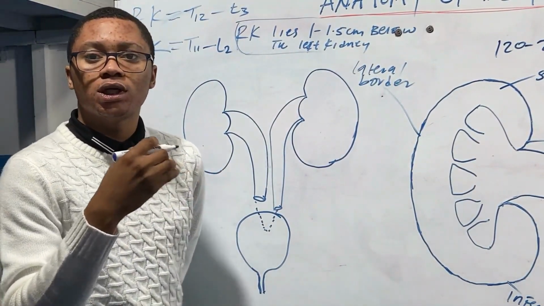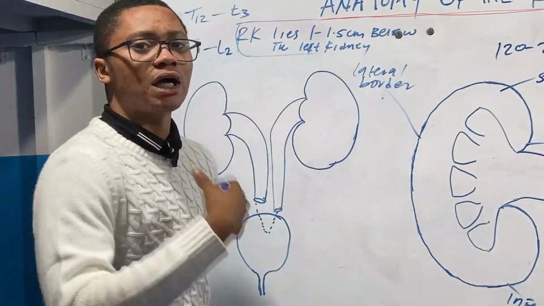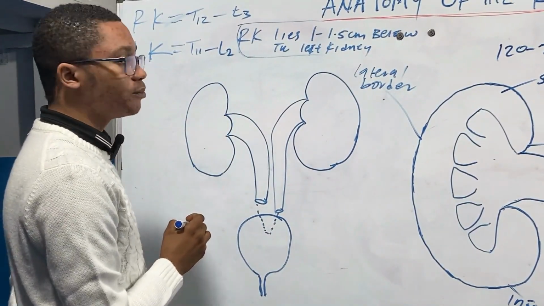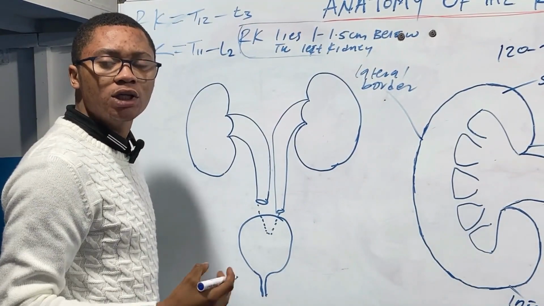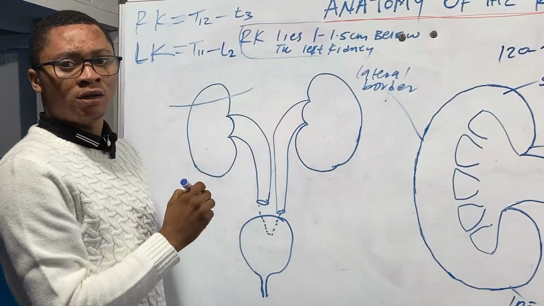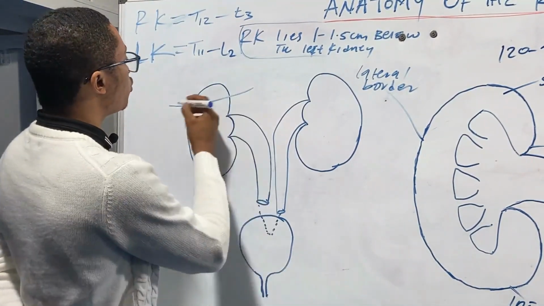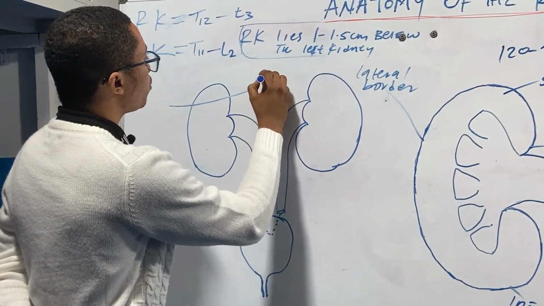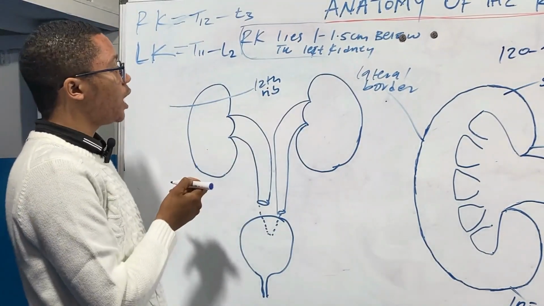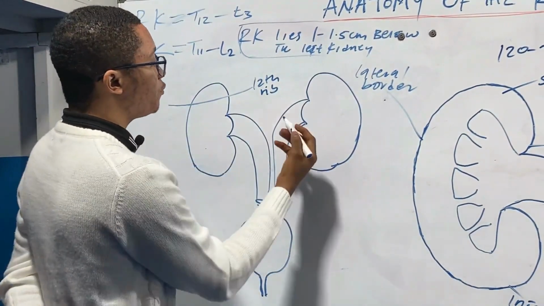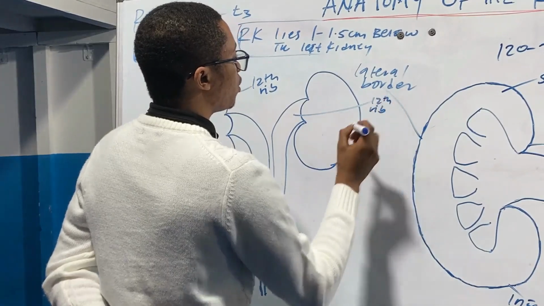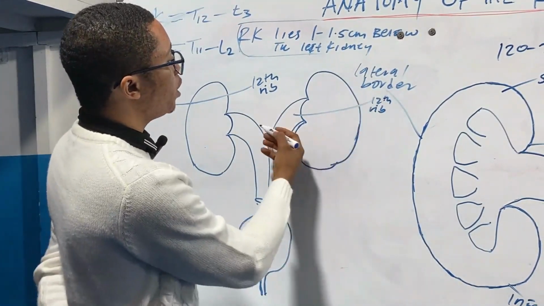Now let's talk about how they project anteriorly. Anteriorly, the right kidney, because it is lower in the human body, is crossed by the 12th rib at the superior pole. So the 12th rib crosses the right kidney at the superior pole. Whereas the left kidney, it crosses at the middle. So the 12th rib crosses the left kidney at the middle.